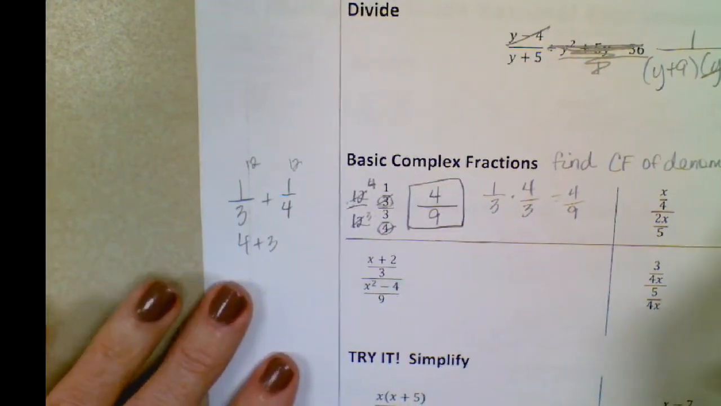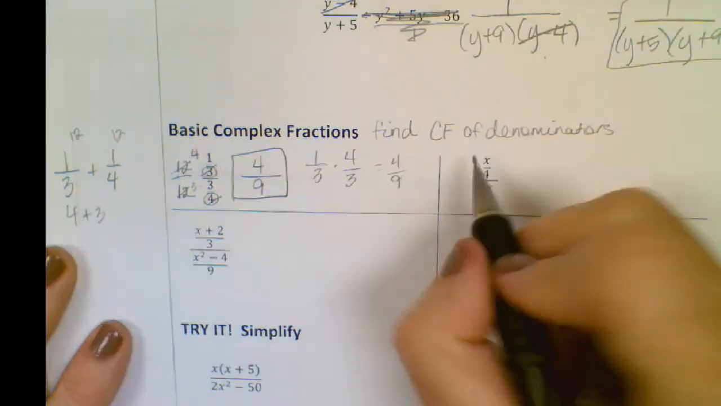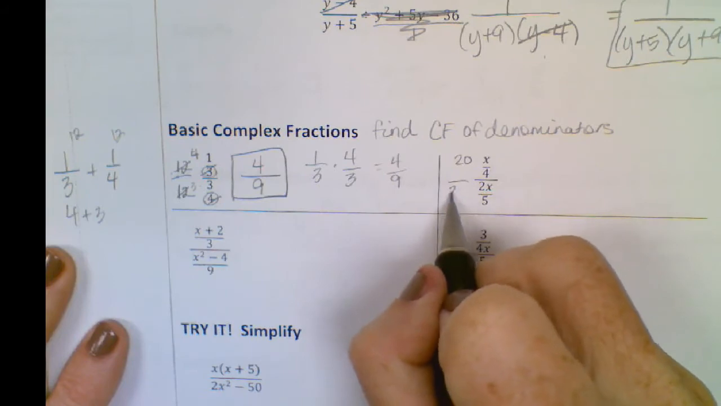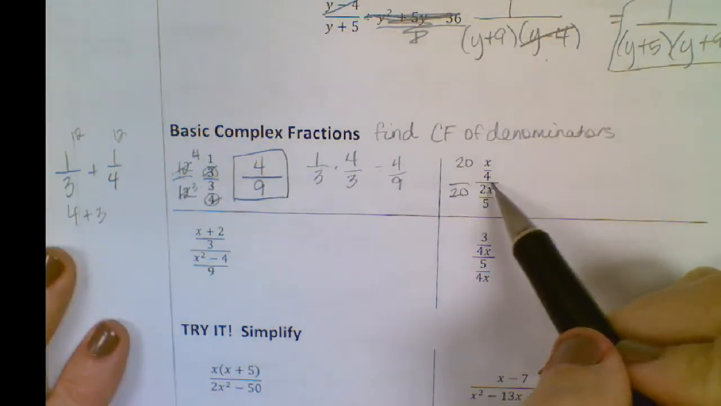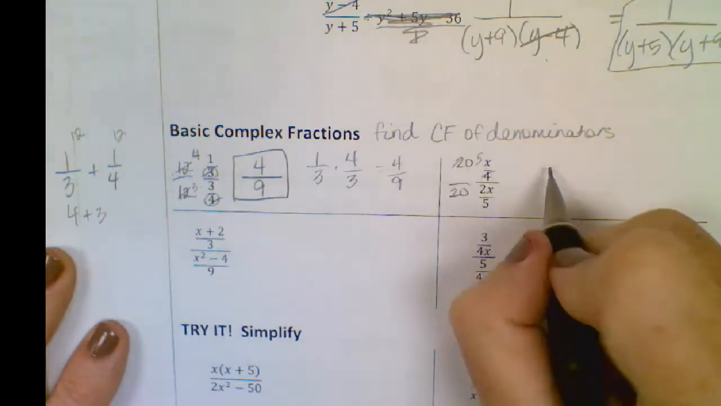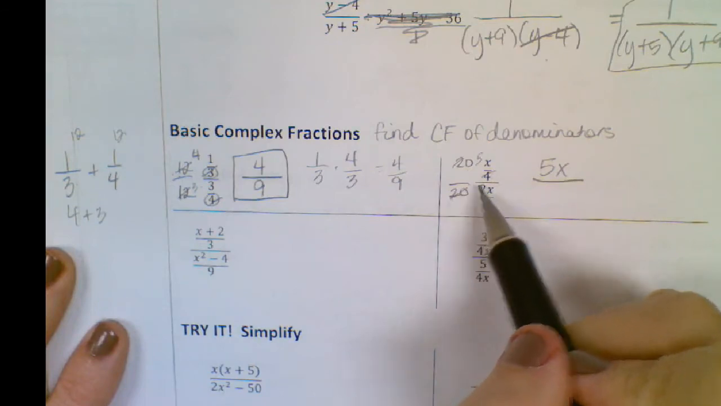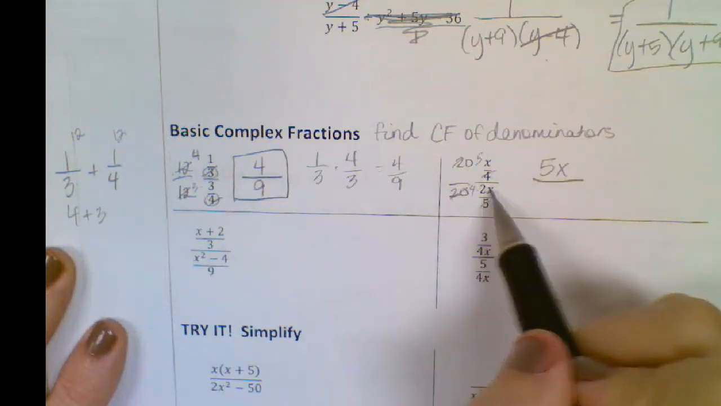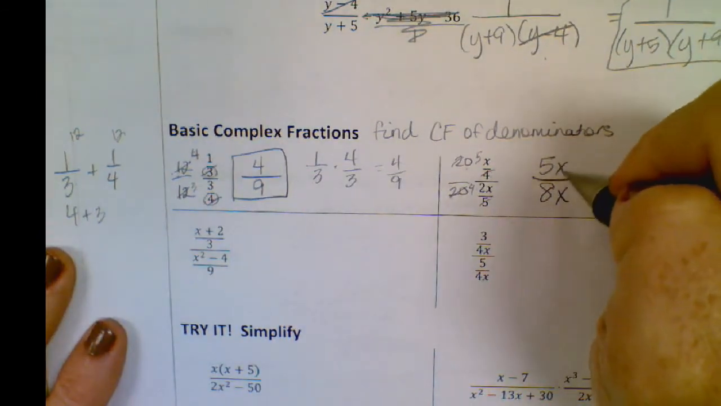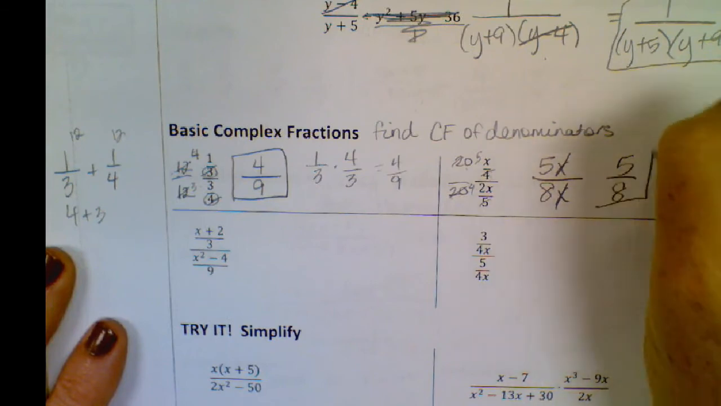So let's do the same thing here. So 4 and 5, the number that they can both go into is 20. So I'm going to multiply by 20 over 20. So 4 goes into 20 5 times. So on the top, I get 5x. 5 goes into 20 4 times, 2x would be 8x. Now I've just got to cancel my x's out because they occur in the numerator and the denominator, and my answer is 5 over 8.